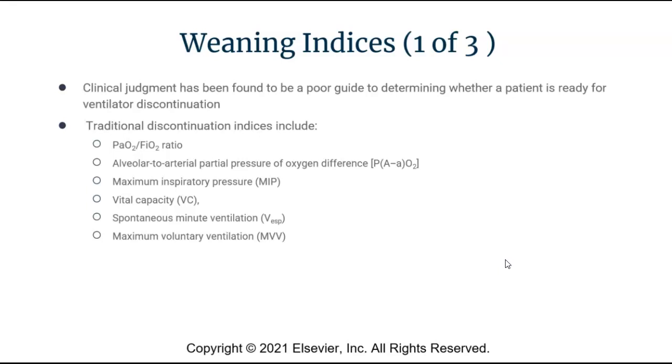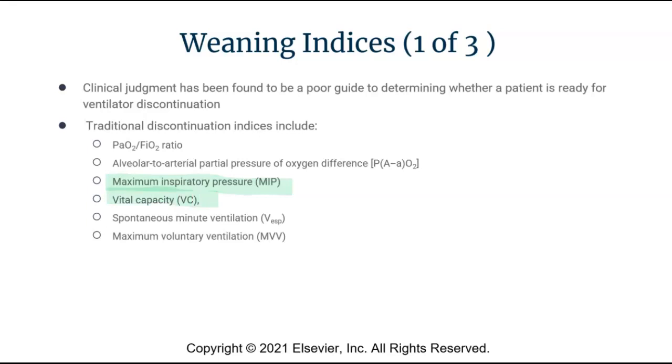So we don't want to just use clinical judgment. We want to use different weaning indices to make sure that our patient is ready for discontinuation. There's several traditional indices that we might use. One of them being the PF ratio. Another one might be your PAA gradient, again looking for adequate oxygenation. I think the big ones are going to be these here: maximum inspiratory pressure and vital capacity. Those relate to respiratory muscle strength.